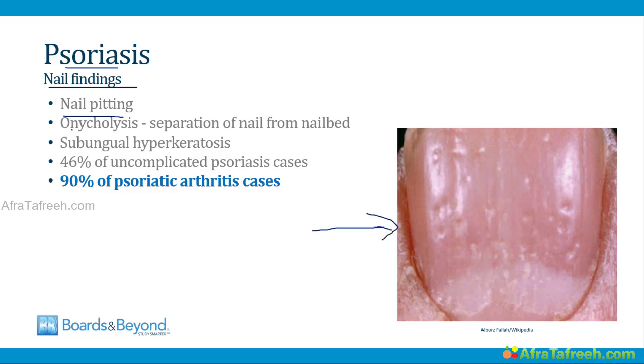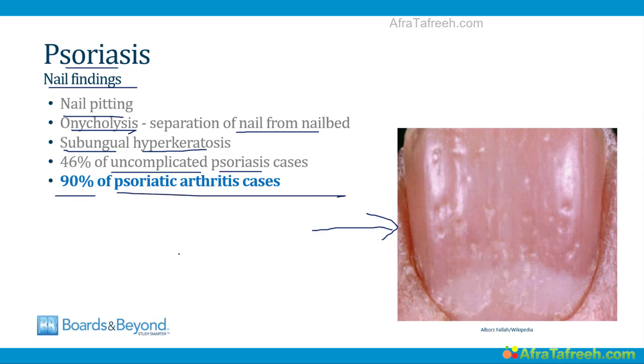You can also see onycholysis, which is separation of the nail from the nail bed. And you can sometimes see subungual hyperkeratosis. This is thickening of the skin and the tissue beneath the nail bed. And this occurs in a little less than half of uncomplicated psoriasis cases, but it occurs in about 90% of cases of psoriasis complicated by psoriatic arthritis.